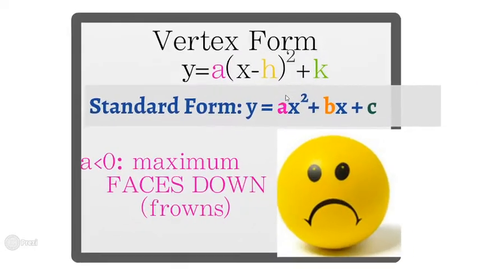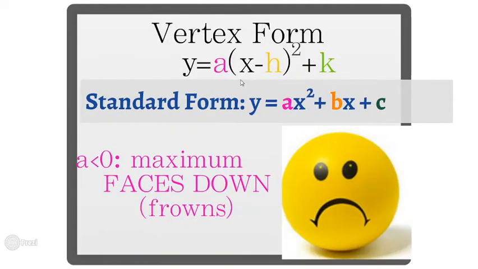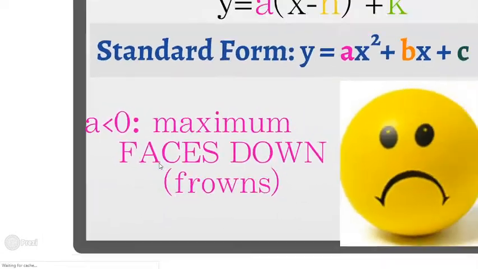Okay, when a is negative, so when your a value is a negative number, your graph is sad. Negative people tend to be sad or unhappy, right? So when a is less than 0, these are all negative numbers. The graph will face downwards and make a sad face, and the graph will have a maximum. So just be careful. It's kind of confusing.